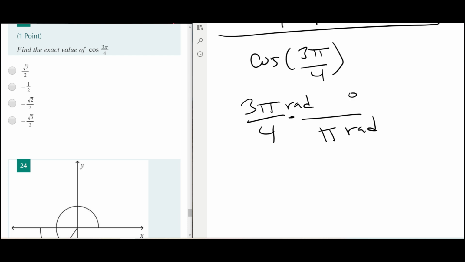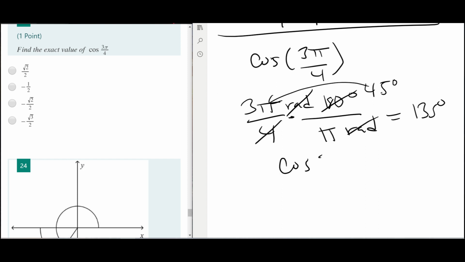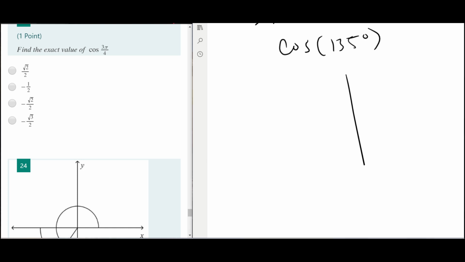So we have pi rads is the same thing as 180 degrees. Rads cancels. 180 divided by 4 is 45 degrees. And then 45 times 3 is 135 degrees. So that's my angle. Well, that's not my answer, that's just my angle. So we're looking for cosine of 135 degrees. All right. So then I know that has to be in this quadrant right here, because that's 135 degrees.